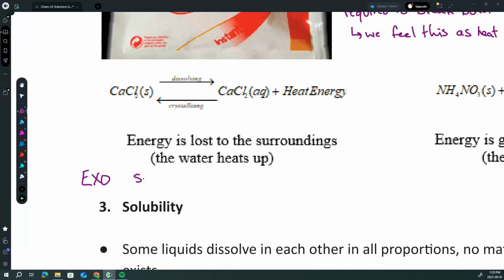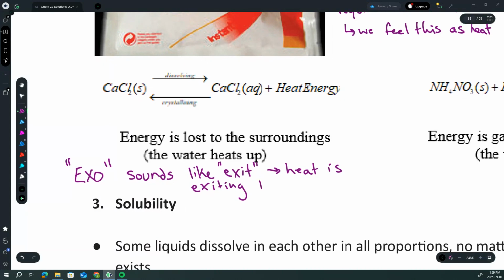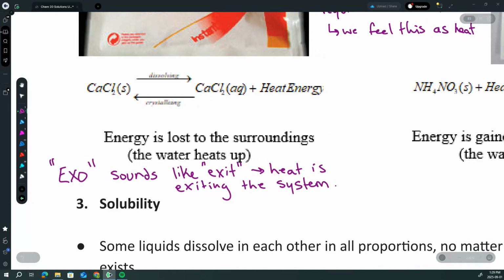Exo sounds like exit. So heat is exiting, I'm going to call it the system where the reaction is taking place. Which, again, we feel that as something heating up if heat is exiting something.